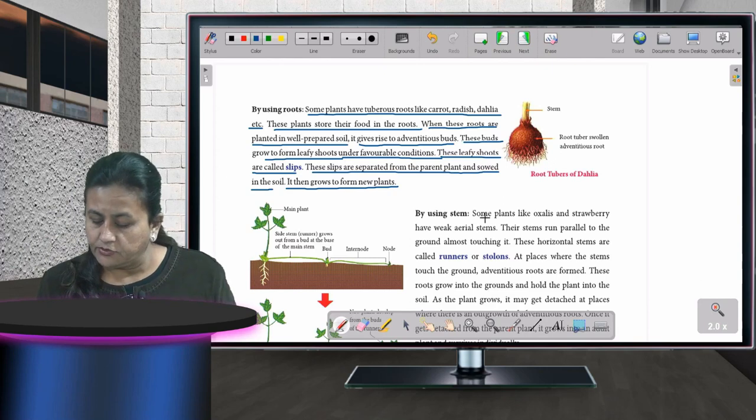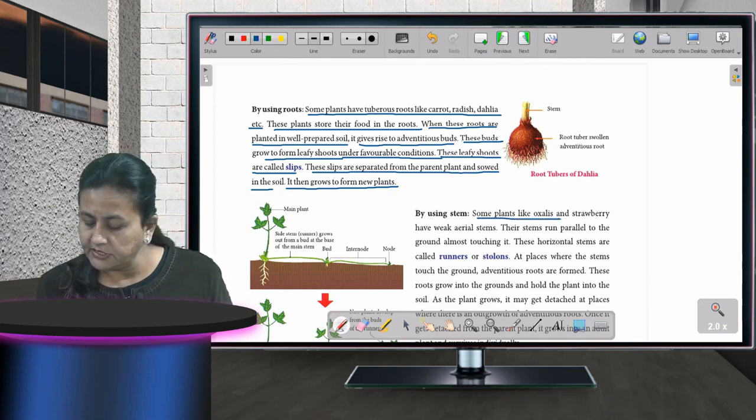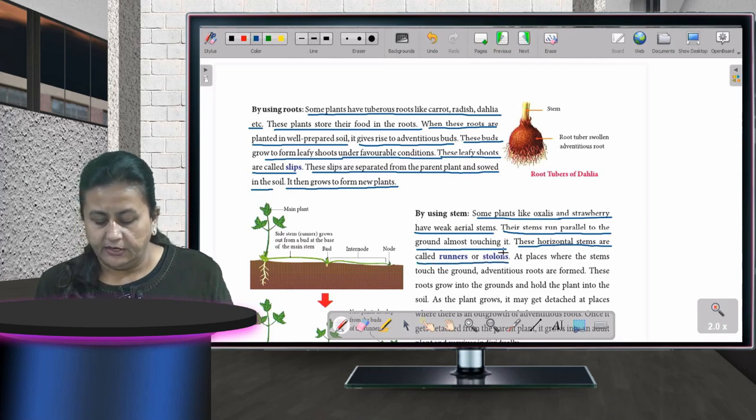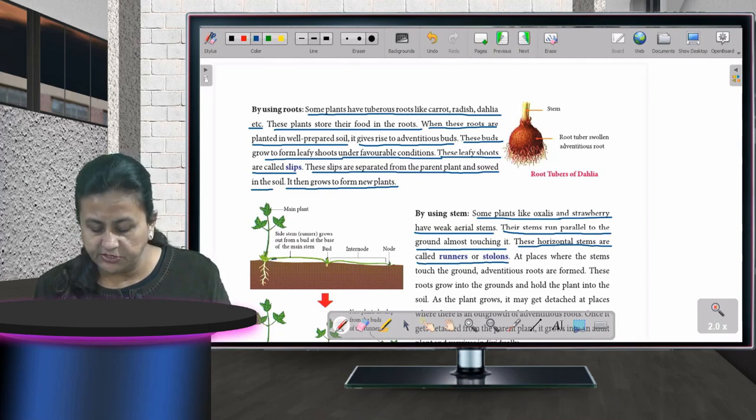Some plants like oxalis and strawberry have weak aerial stems. These stems run parallel to the ground, almost touching it. These horizontal stems are called runners or stolons. You can find this type of stem in strawberry also. You can see they are running parallel to the ground, and then the bud starts growing, has roots, and then again it will further grow.